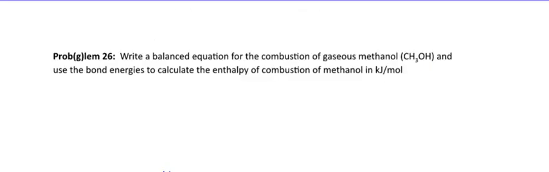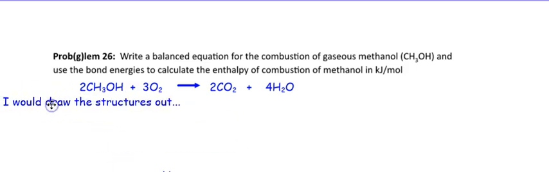All right, so it says write the balanced equation for the combustion of gaseous methanol and use the bond energies to calculate the enthalpy of combustion. So take a second out and combust methanol, write down your products. All right, so take a few minutes out, write the balanced equation, come back. All right, this is what I came up with. So what's my next suggestion? As always, I would draw the structures out. So take now a few more minutes, pause this, and do the structural formulas like I did the last time.